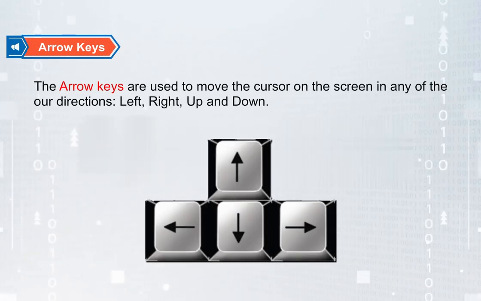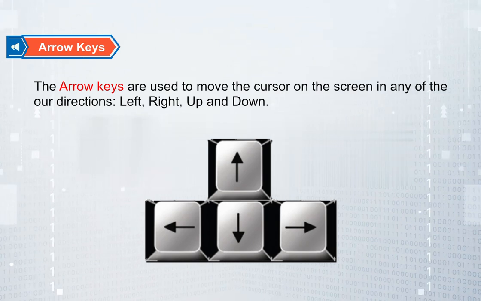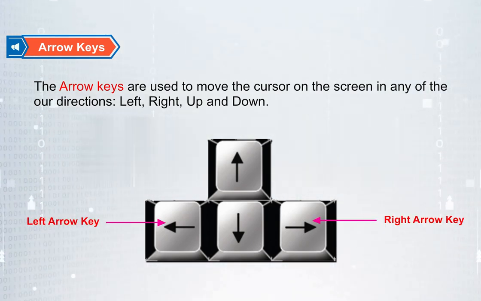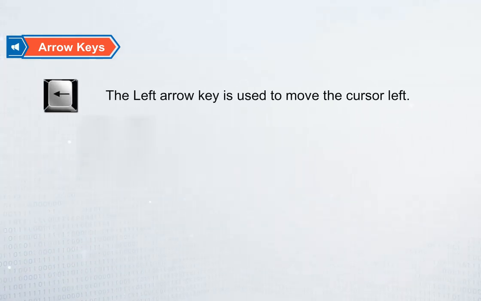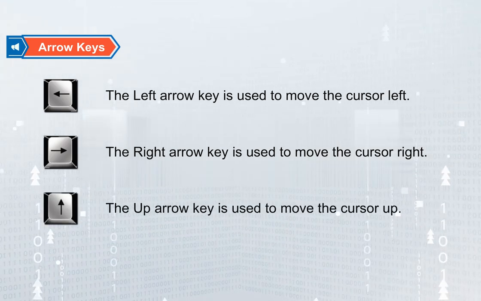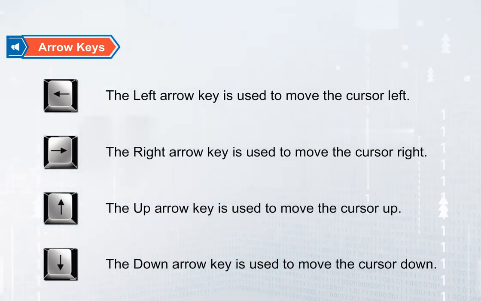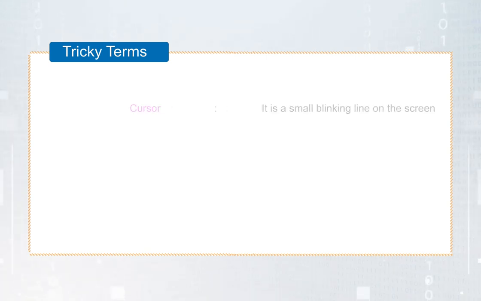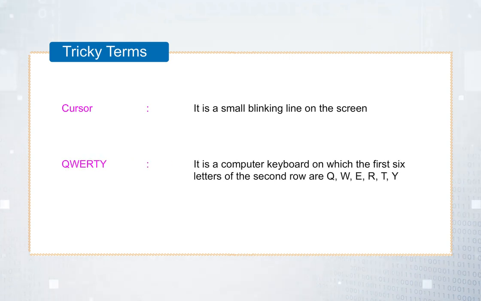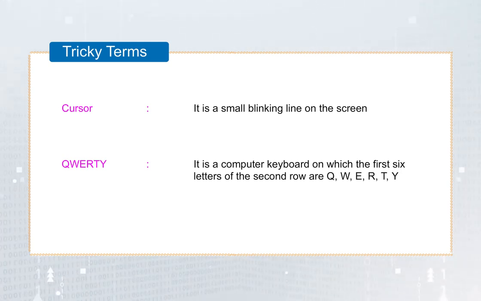Arrow keys. The arrow keys are used to move the cursor on the screen in any of the 4 directions: left, right, up, and down. Tricky terms. Cursor. It is a small blinking line on the screen. QWERTY. It is a computer keyboard on which the first 6 letters of the second row are Q, W, E, R, T, Y.